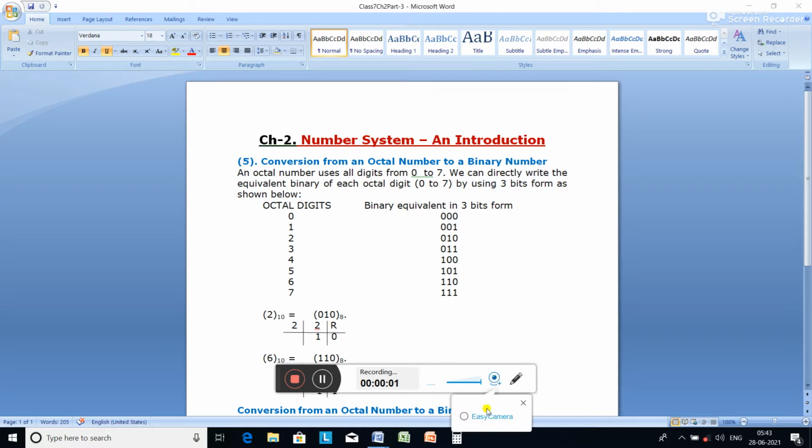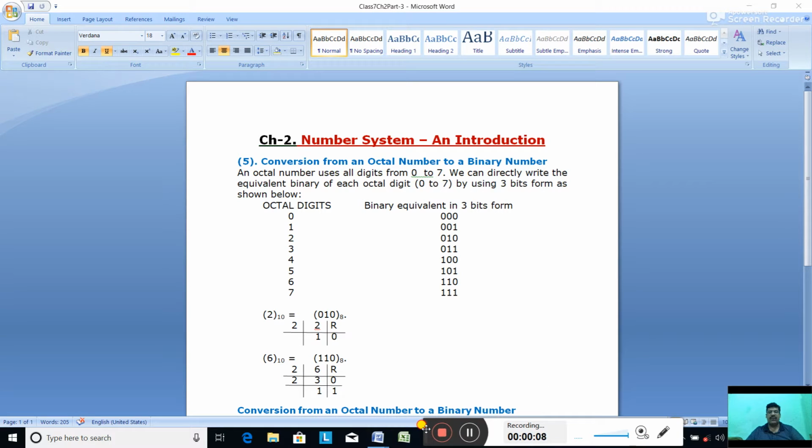Hello class 7. In chapter 2, number system, we have learned 4 conversions. First, how to convert a decimal number into binary. The second one, how to convert a binary number into decimal. Third one was how to convert a decimal number into octal. And fourth, what we learned, how to convert an octal number into decimal.